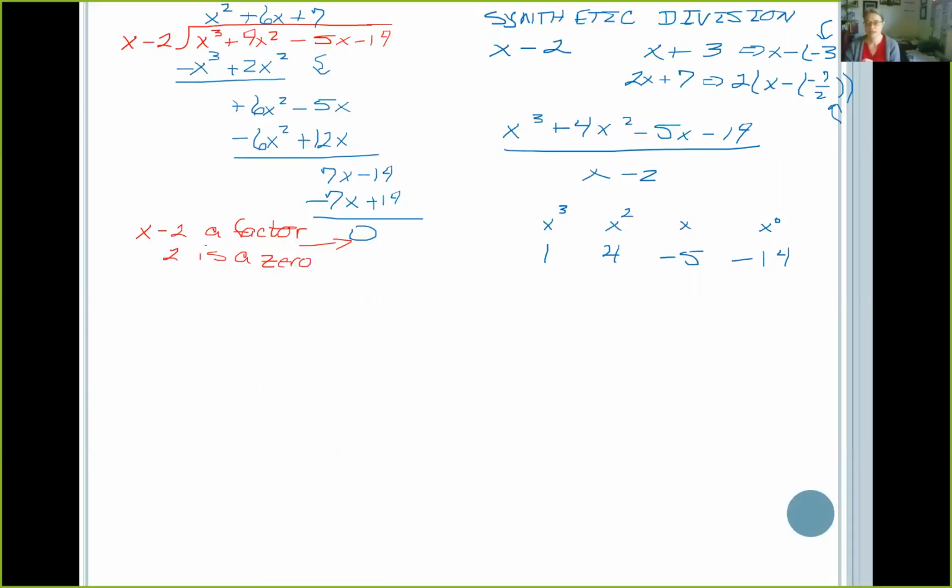Okay. Then next to that line, we put a box. And in that box goes the number that we are subtracting from x. Notice I did not put in negative 2. I put down 2. Okay. Here's what we do. We start by dropping the leading coefficient straight down. Now, I'm going to take my 2 and multiply it by the 1. And that number goes right here. So that'll be 2. And now I add them together.